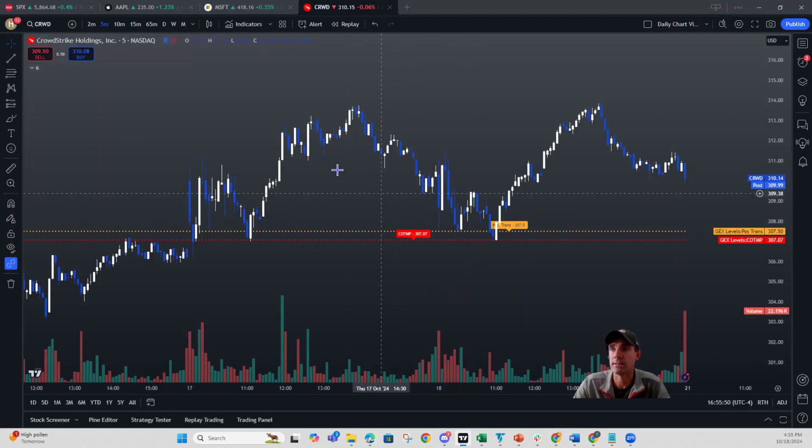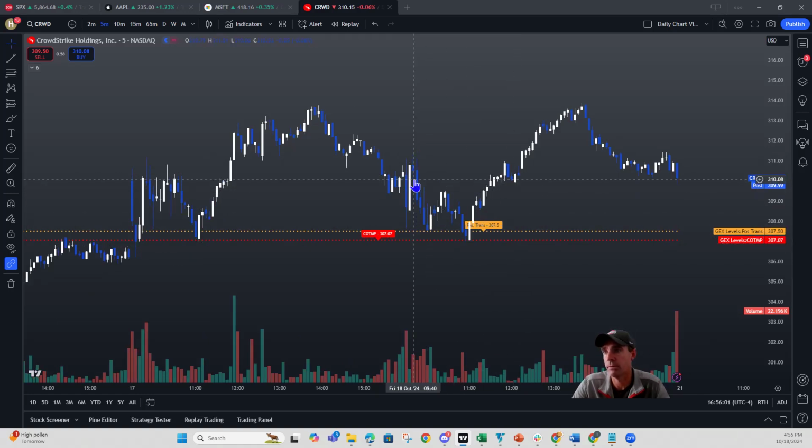I posted the chart last night. 307.50 was the entry that I was looking for. That was the previous day level that continued to hold, and the P-trans level heading in this morning. We opened up above that level, just a wick there at the open. We came down and tested that level once right around 10 o'clock, which provided an opportunity to get in.